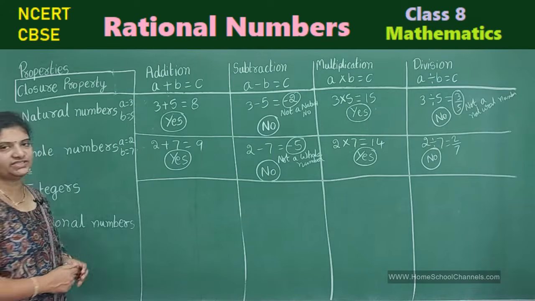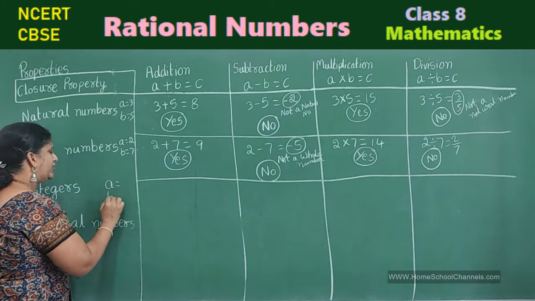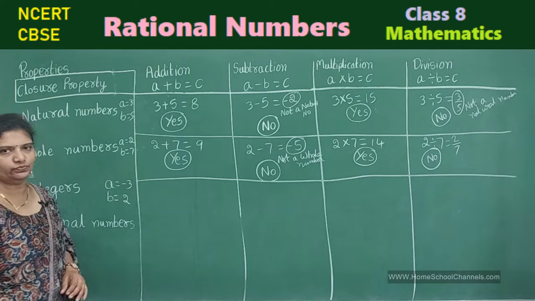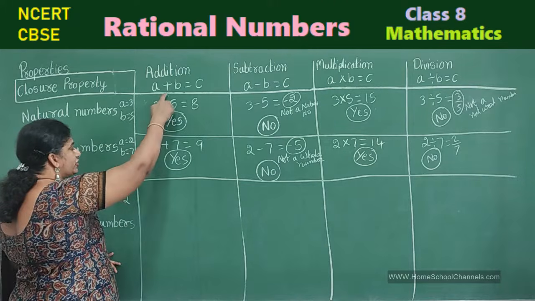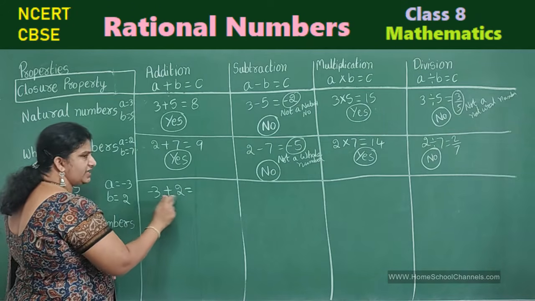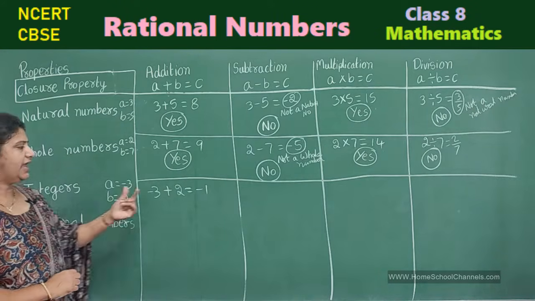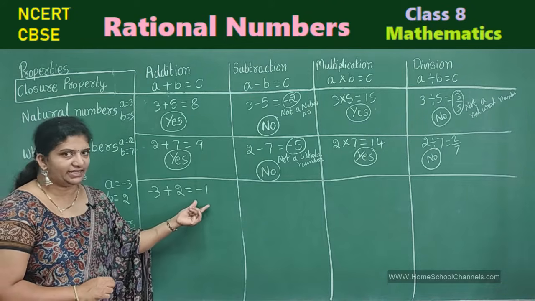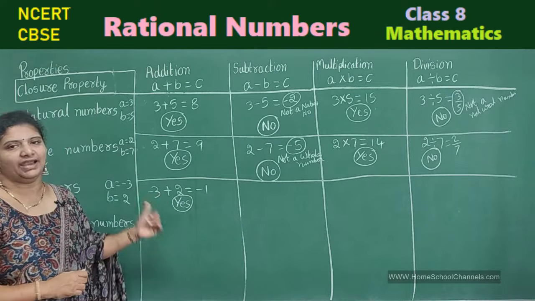Next, integers. Let us take A and B value. Any two integers you take. Let me take A is equal to minus 3 and B is equal to 2. Closure property of integers under addition. Substitute in this. Minus 3 plus 2 will be minus 1. We are talking here about integers. A and B be any two integers. The result is also an integer. Therefore, yes, this property is true for addition.